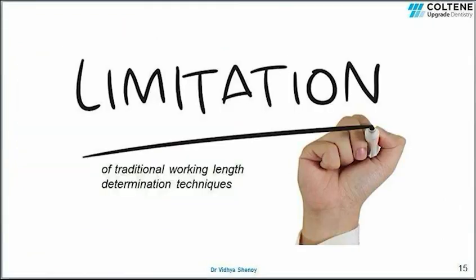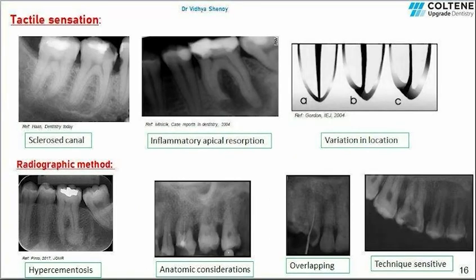Now we'll see what are the limitations of traditional working length determination techniques. Working length assessment using tactile sensation becomes unreliable because of anatomical variations in apical constriction, such as its location, size, or tooth type. For example, if the canal is sclerosed or the constriction has been destroyed because of inflammatory apical resorption, locating the apical constriction using this technique becomes difficult.